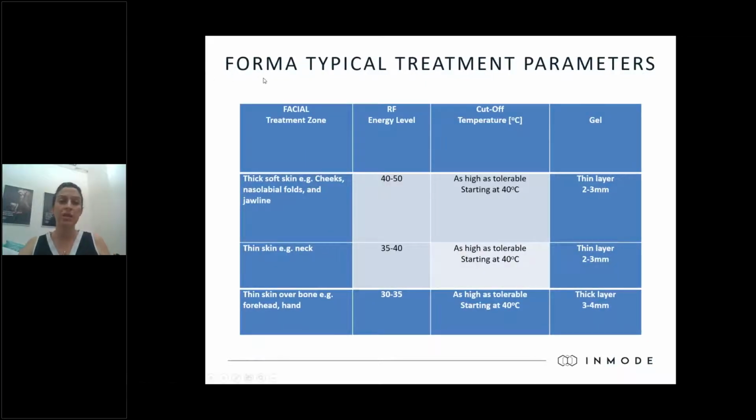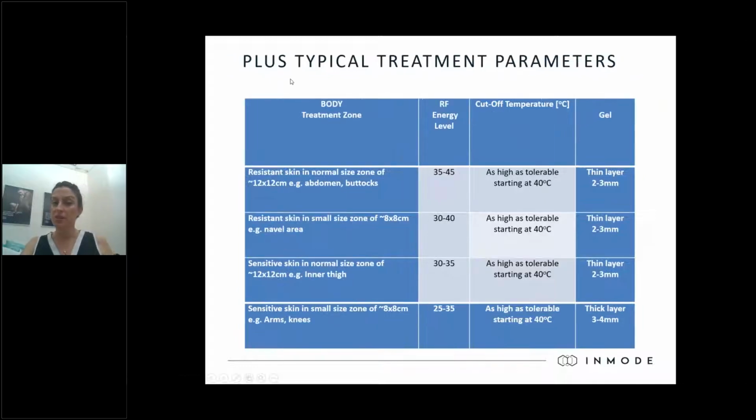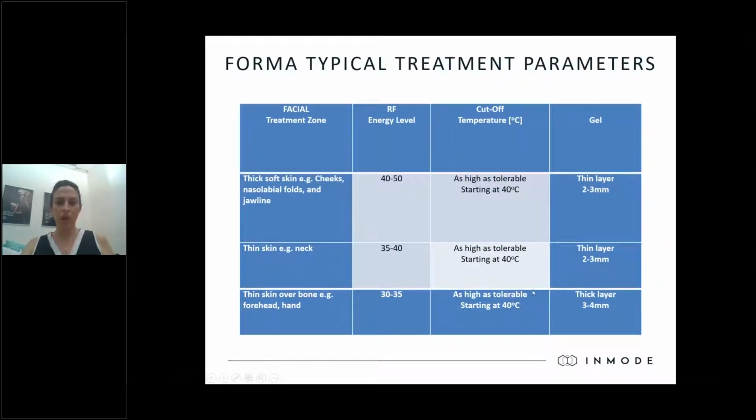Here are parameters for Forma. So I'm showing two tables. One is for the Forma and one is for the Plus. For the Forma, I will show it later on in the presentation. We recommend to divide the face into treatment zones, okay? So the one thing about this handpiece is that it takes time, but if you take that time and put it into your patient's treatment zone, you'll get magnificent results, okay? So it's super important that you do follow these instructions of dividing it into zones, and applying long enough treatment to each treatment zone. Once you do that, you're almost guaranteed a super happy patient.